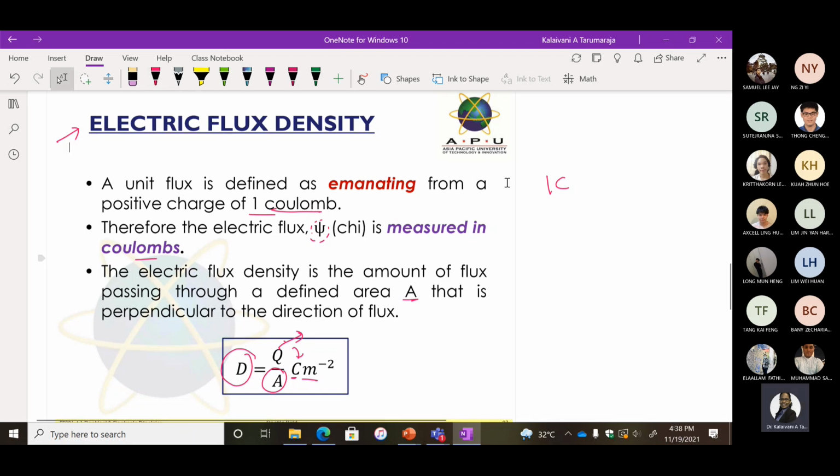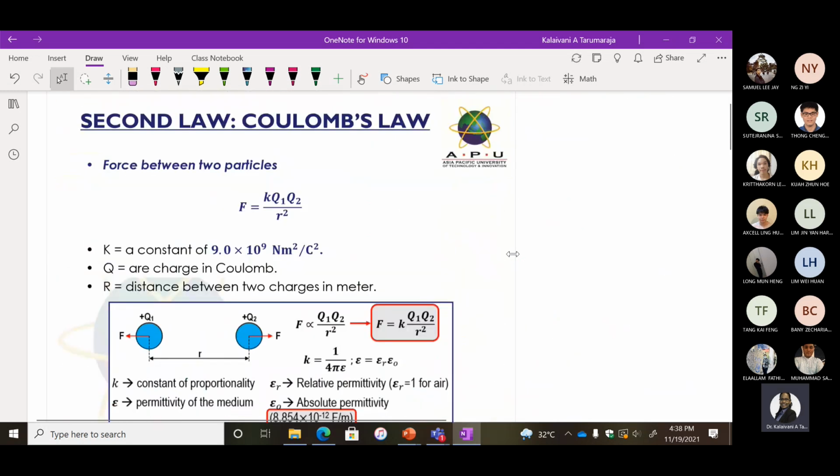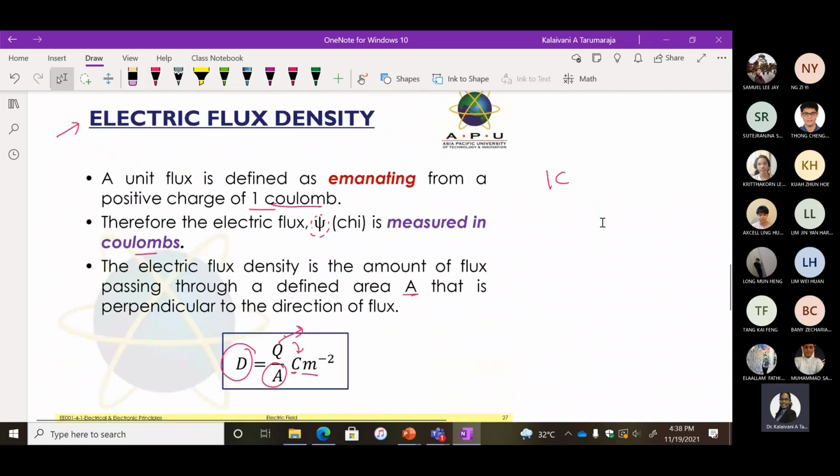Just go back up. Have a look at slide number 20, where you have the electric flux density divided by the electric field strength to get the permittivity. This one you calculate to define the electric flux density, charge with the area. For example, your area is a rectangular shape, so you need to know the area.